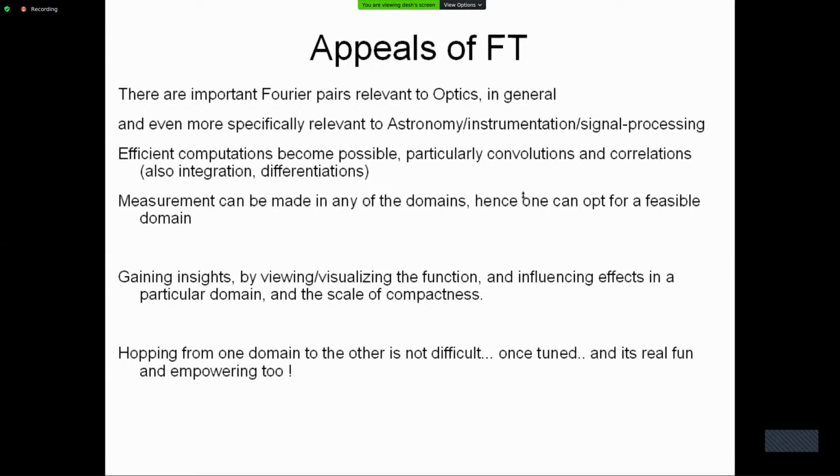Hopping from one domain to another domain is not very difficult. Once you get tuned to the thinking, it's real fun and empowering too. So I would encourage people to actually go deeper into this as we go along and try to visualize things rather than sitting and computing Fourier transforms, which you of course will do in the cases that are required, but the elementary picture can emerge rather quickly from basic considerations. And for that, we need to know how things translate from one domain to another domain.